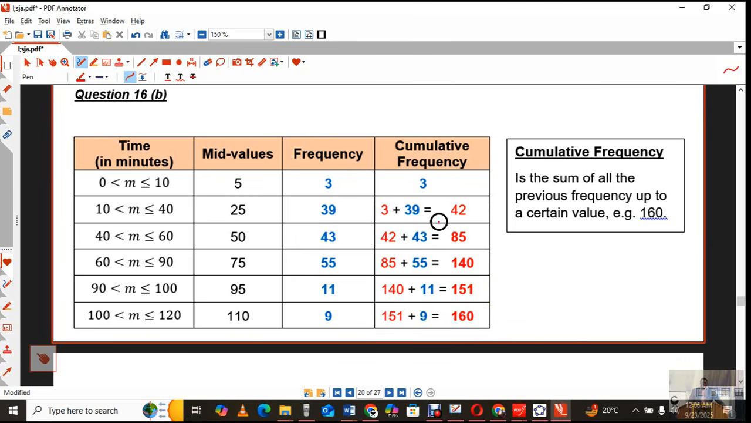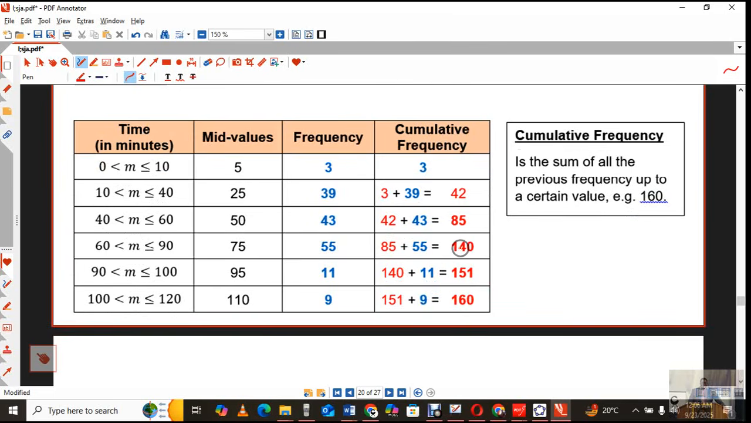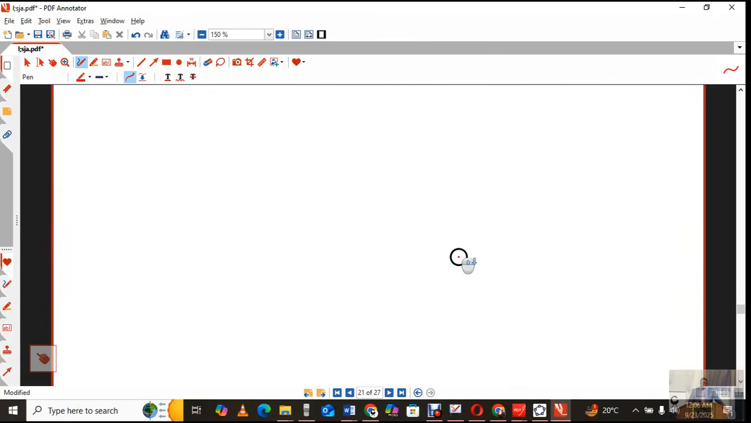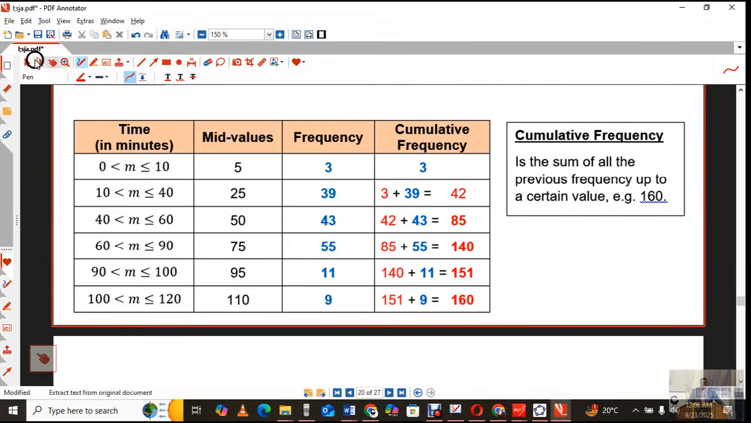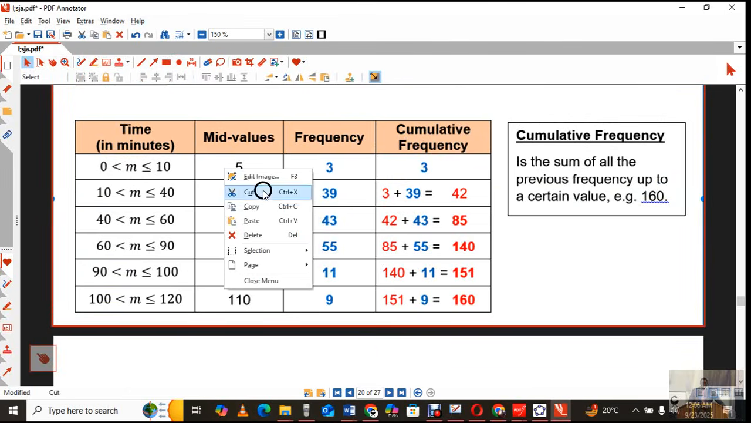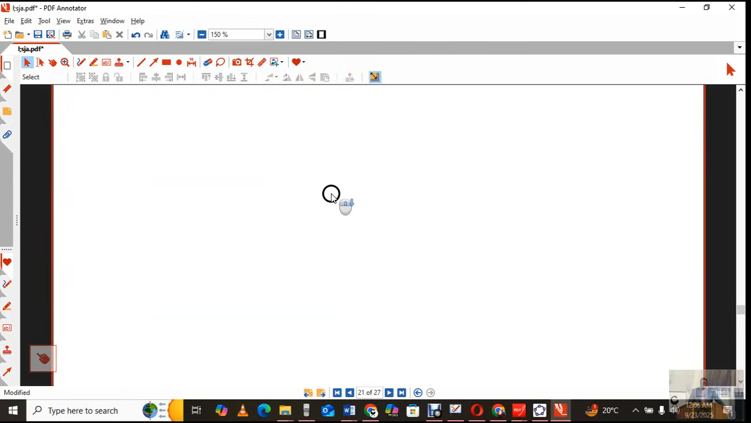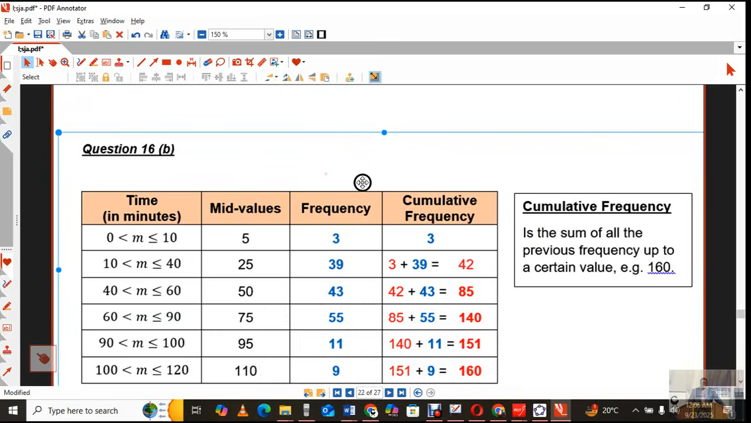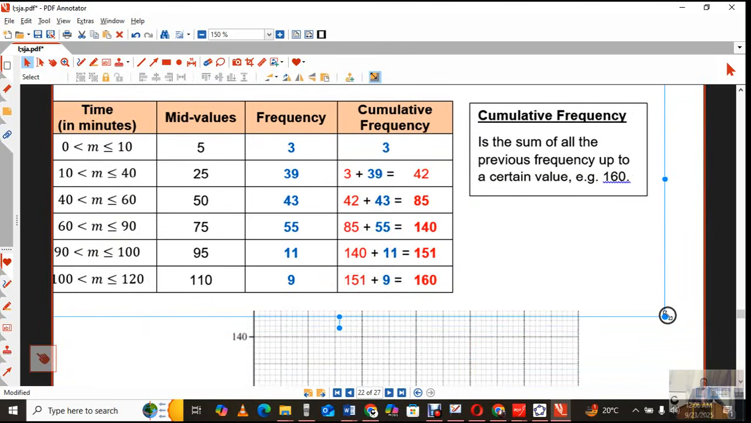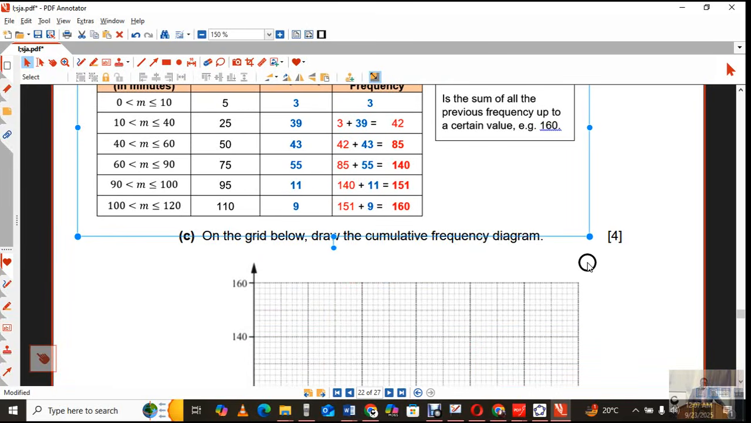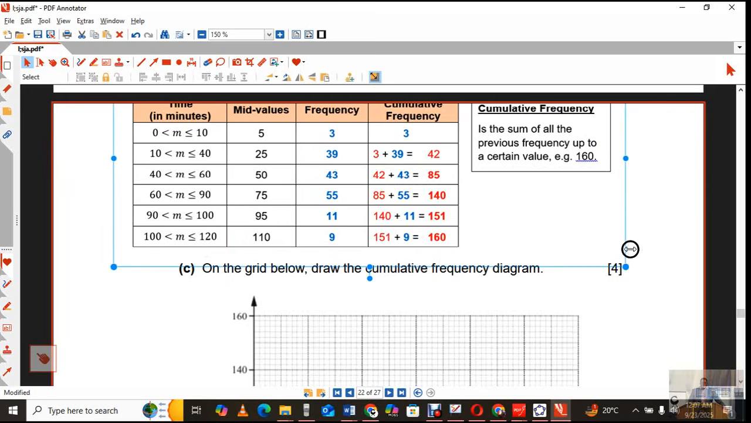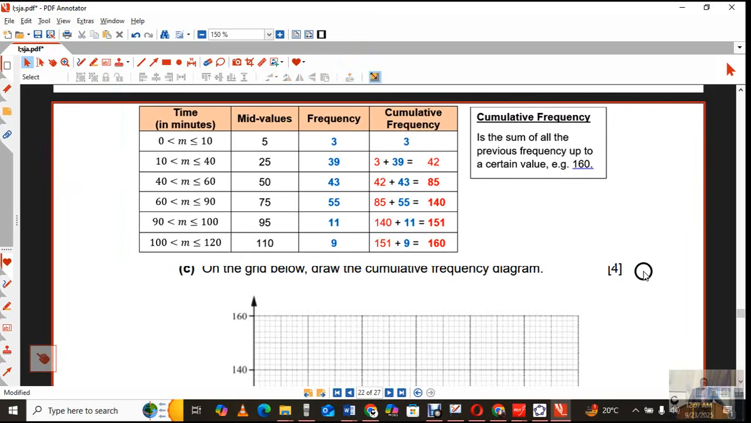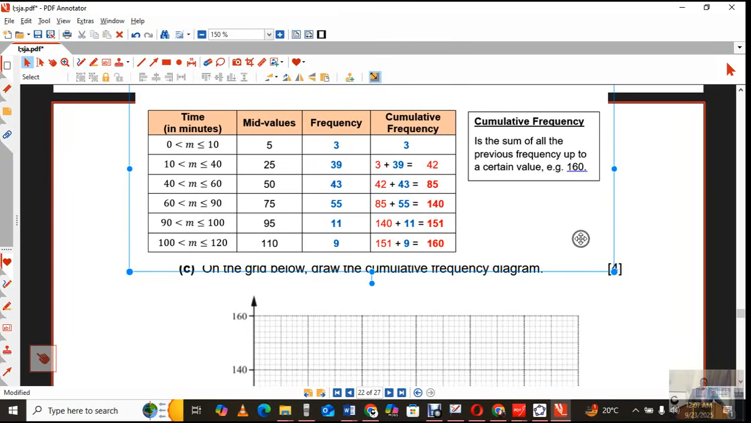So this table is going to help us to complete the frequency diagram. So I will be copying that table and I'll put it all the way over here, but I'll make it so small, because we need to be able to complete the frequency diagram.